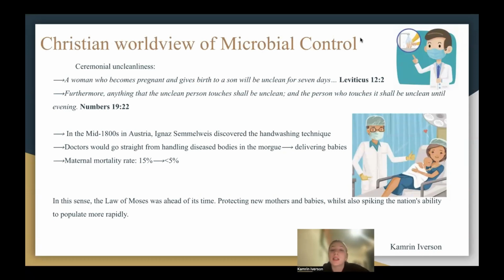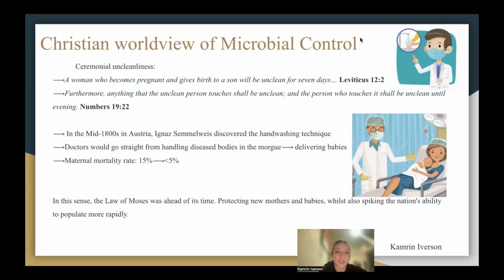The Bible states that when a woman gave birth, after this birth, she would go through menstruation for about 7 days, and she was considered unclean. We see this through Leviticus 12:2. A woman who becomes pregnant and gives birth to a son will be unclean for 7 days. This means that she was segregated off from other people, as well as she was required to bathe more regularly.